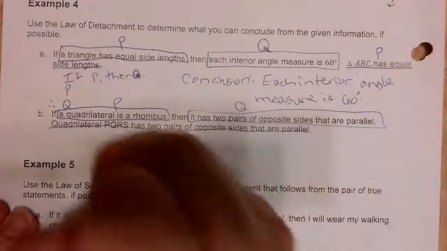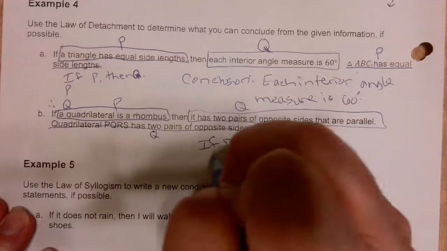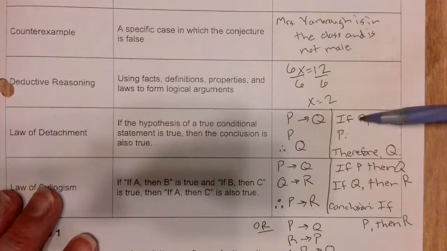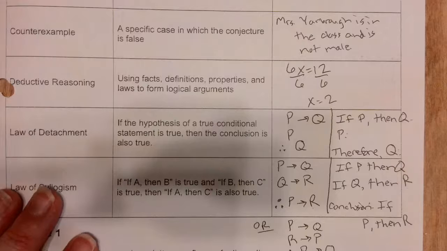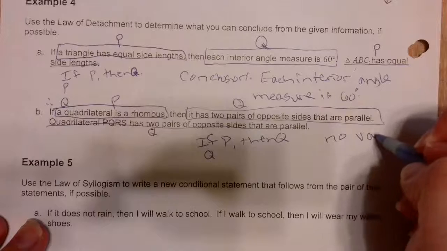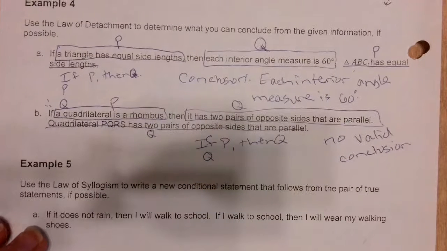So for this particular problem, it goes if P, then Q, Q. Look back up here. Law of detachment says if P, then Q, P. What's wrong with this? Well, what's wrong is that the law of detachment requires a P here, and this example has a Q. So what does that mean? It means there is no valid conclusion. Essentially, it's not law of detachment. We cannot use logic to actually make an answer.